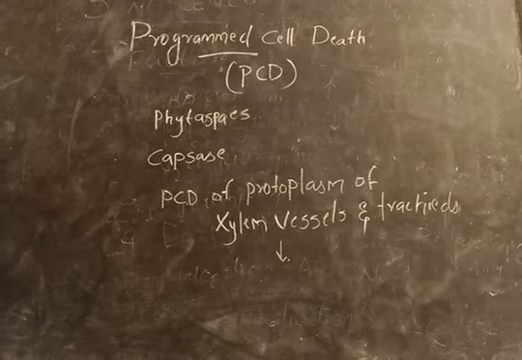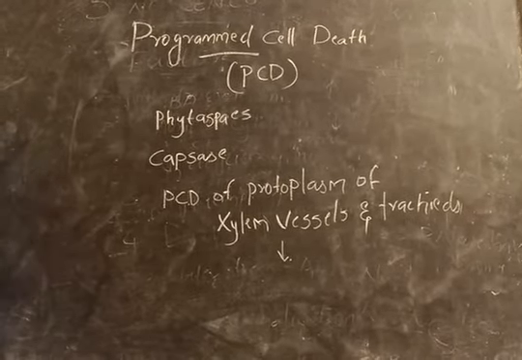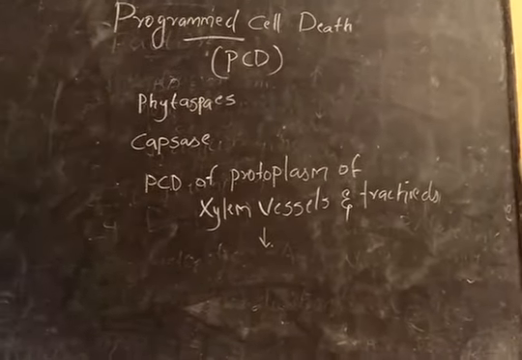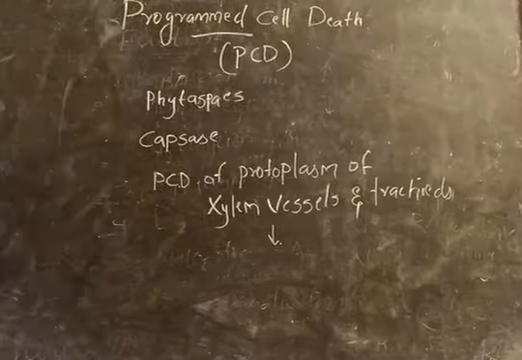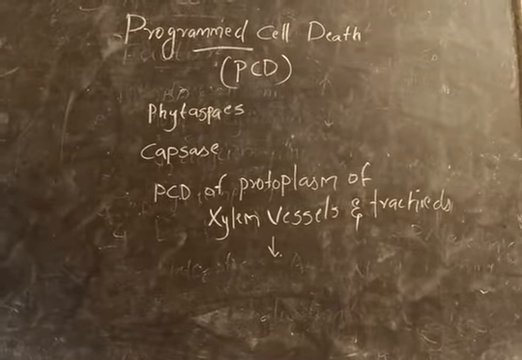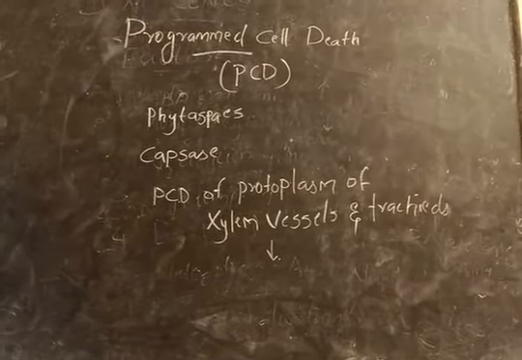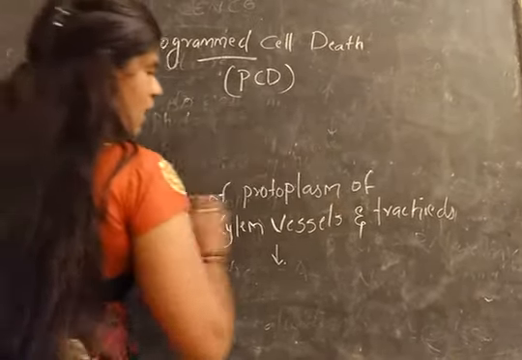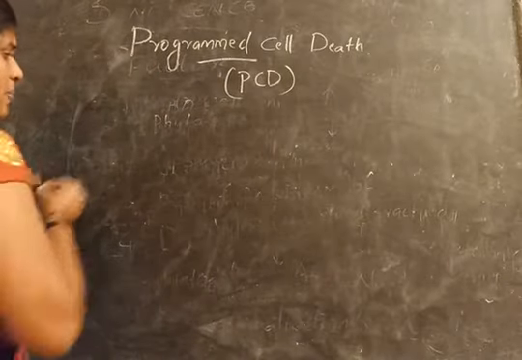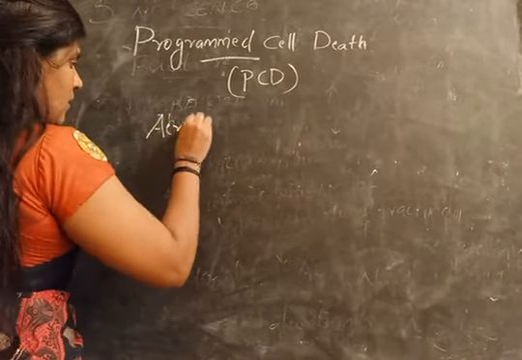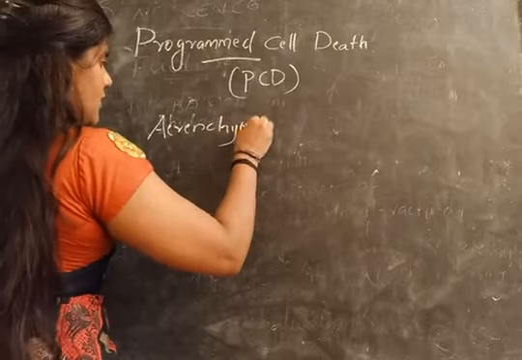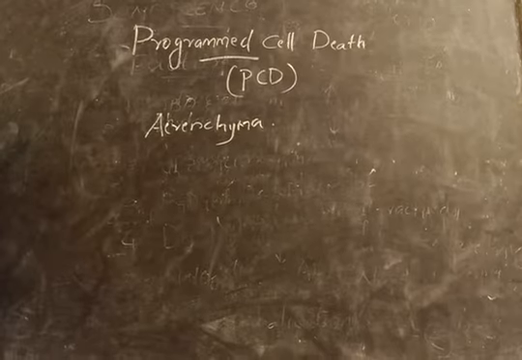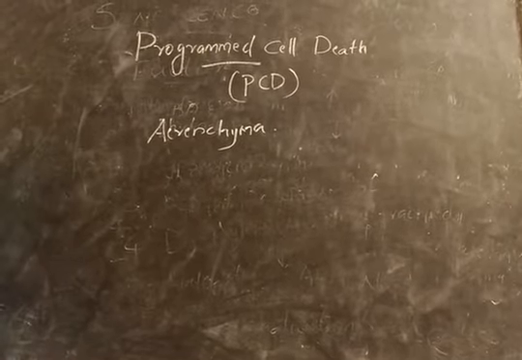And also in some aquatic plants, the aerenchyma is normally formed in different parts of the plant, such as roots and stem, which encloses large air spaces that are created through programmed cell death. So the aerenchyma are situated in the intercellular spaces that are formed due to programmed cell death.